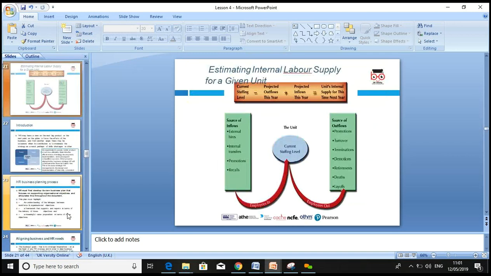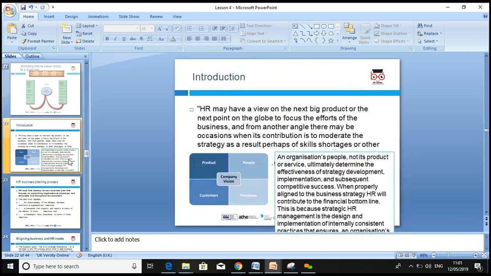So these are the sort of questions we need to ask when we make any HR plan and strategies. We estimate internal labor supply for a given unit: current staffing levels, projected outflow this year, projected inflow, how many people will join, and the unit's internal supply for this time next year. All these are the questions we need to ask when we make an HR plan or make HR strategies accordingly.